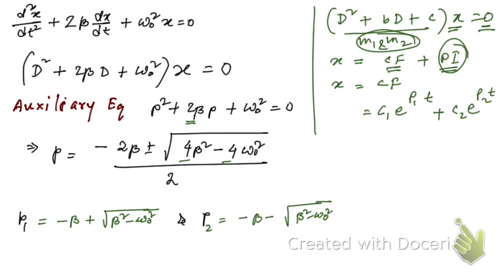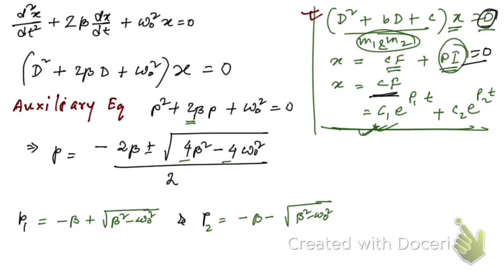You don't need to write these things that I have written on this side. Okay, I have just written those things to explain the matter. So therefore here, as the particular integral is 0, because the right hand side is equal to 0, cf is the solution here.